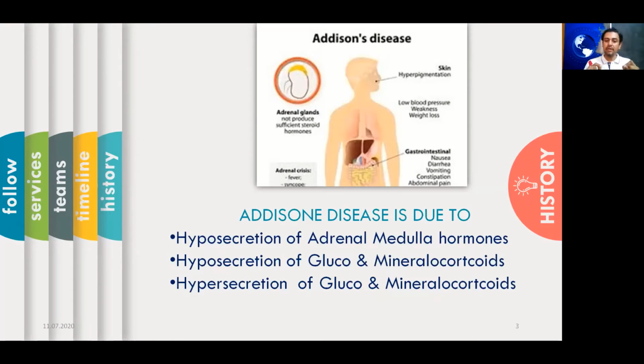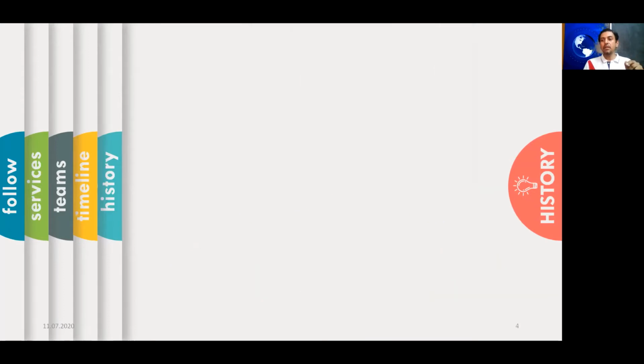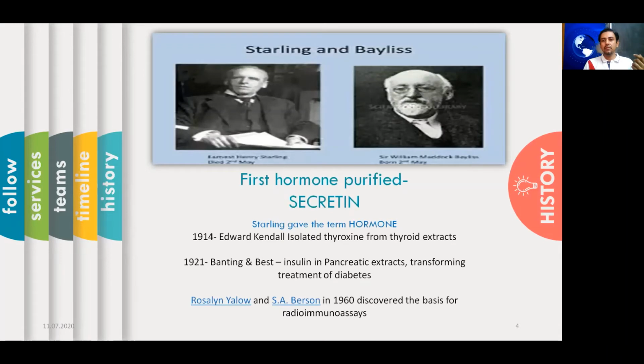You have to identify the correct option, but keep in mind that Addison's disease is due to an autoimmune disorder. The autoimmune disorder will destroy the gland. When it destroys the gland, the secretion will become low. So the answer will be hyposecretion, and the symptoms will be related to the hyposecretion of glucocorticoids and mineralocorticoids. So we'll go further.